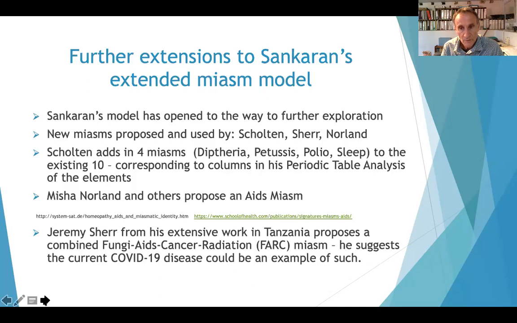all destructive breakdown processes. Fungi invades, destroys, AIDS is a destructive disease, cancer obviously destructive, and radiation destructive, or it's exhibiting destruction that happens in the radioactive molecules, and radiation itself destroys living tissue. So it's a kind of epitome of breakdown and destruction, this miasm that he proposes.